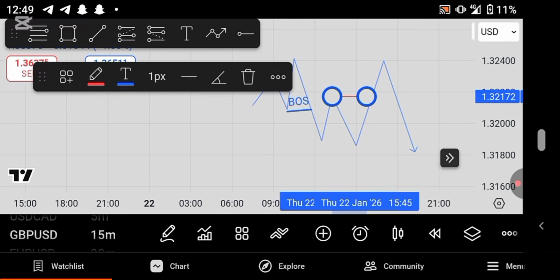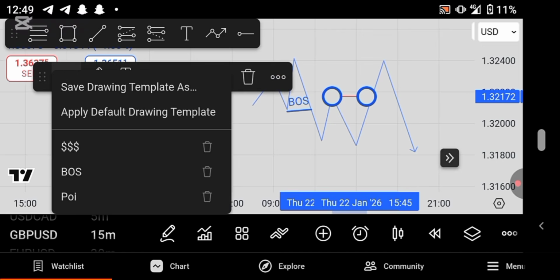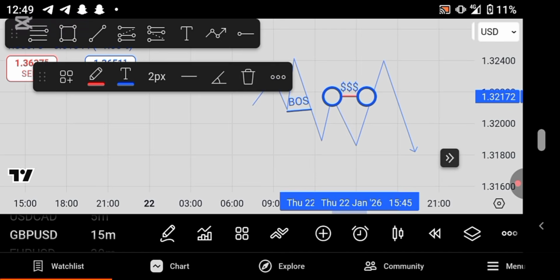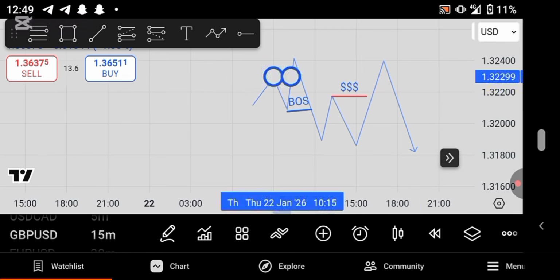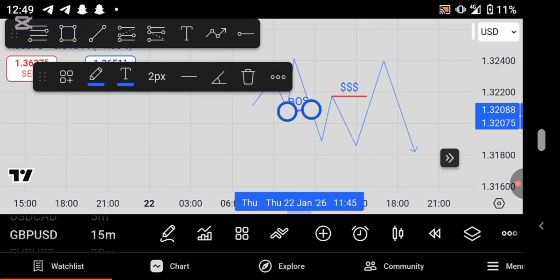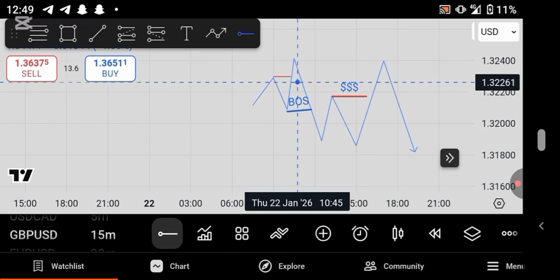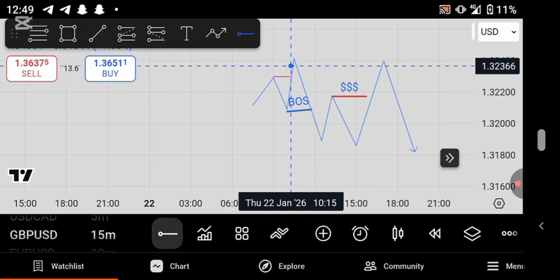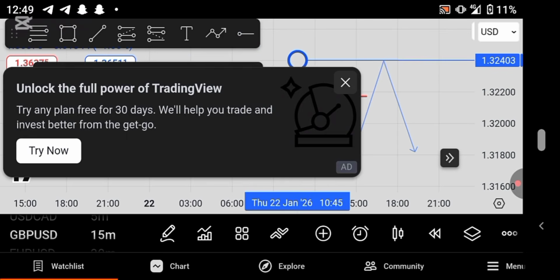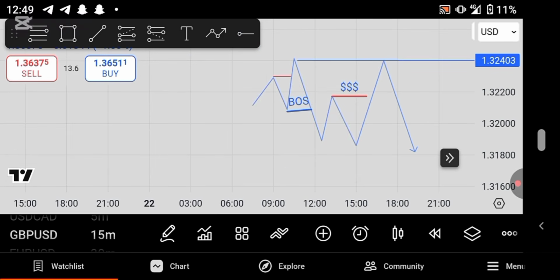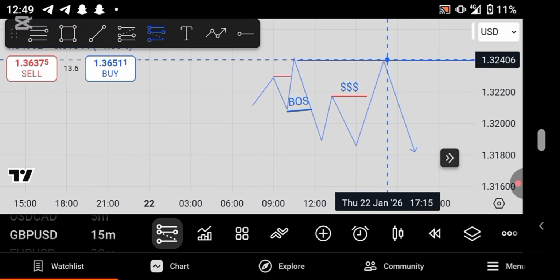Now, this is how a valid POI or a valid trade should look like. First, it sweeps liquidity. Second, it breaks structure. And third, it creates liquidity below or above the POI. And this is our POI in this case. So we then take our entries from somewhere like this.